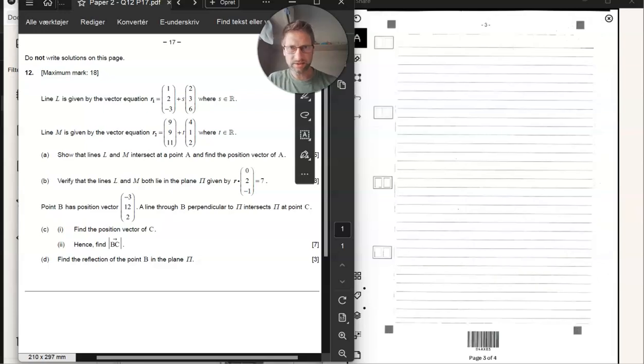Moving to a new page, still question 12, and now answering C2. We have to find the length of the vector BC. So the vector BC is just, well, the way to calculate it is to take the position vector of C that we just found and subtract the position vector of B that we have from before.